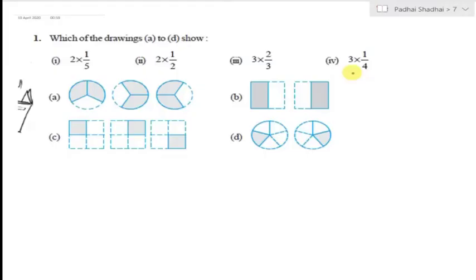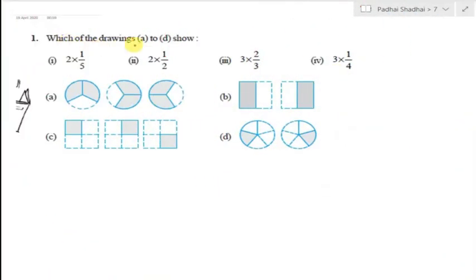Let us start exercise 2.2, standard 7, fractions and decimals. Here question 1: which of the drawings from A to D show the pattern given, or show the fraction given? Here we are given 4 fractions, 1, 2, 3, 4. We have to check which one of these is represented by the figures given below, beta. So it's quite easy, beta, but here we have to understand and check.